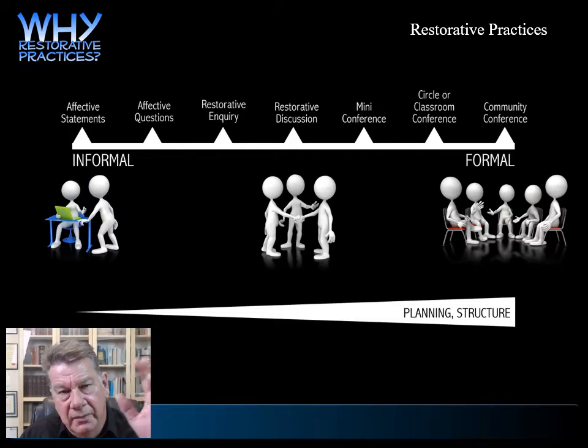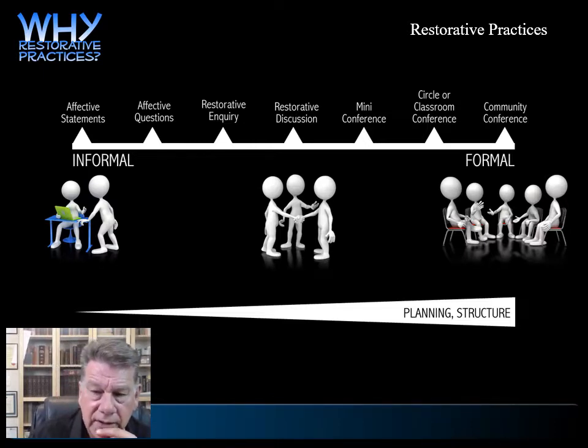And these range from affective statements and affective questions where we talk to kids in terms that include emotional language. It makes me upset when you do this. And that starts to engage with the limbic system of the young person and draw them out of their focus on themselves. Through restorative inquiries and restorative chat, through mini conferences up to the very formal community conference, which could be convened in response to a serious incident that occurred between students or between students and adults at the school.